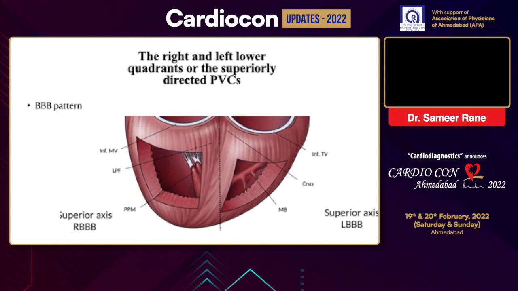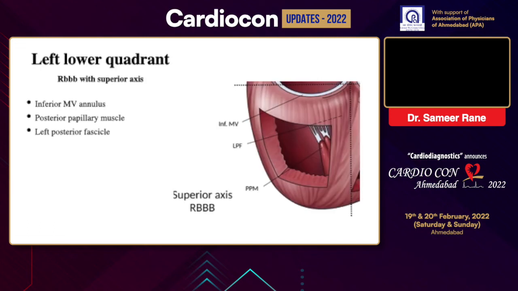Once the quadrants are localized, the precordial transition of these PVCs suggests the likely origin. In PVCs with RBB morphology, the transition from positive to negative occurs early as we move from apex towards the base. In PVCs with LBB morphology, the transition from negative to positive occurs early as we move away from the free wall towards the septum.